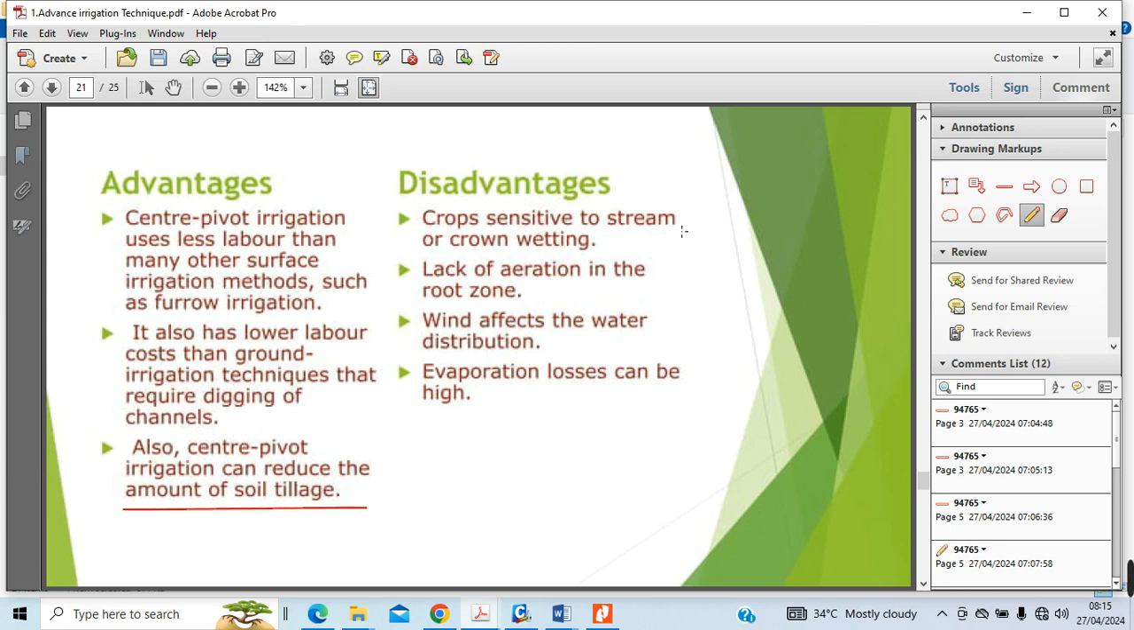The crop is sensitive to the irrigation system, prone to wetting and lack of aeration in the root zone. Wind affects the water distribution. Evaporation losses can be high. Okay, these are the disadvantages.